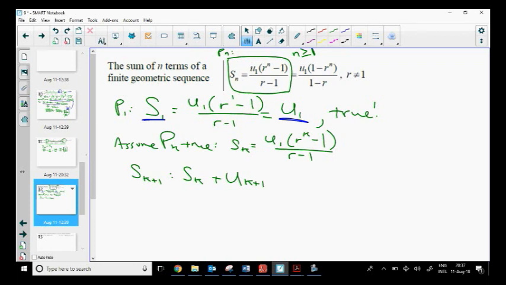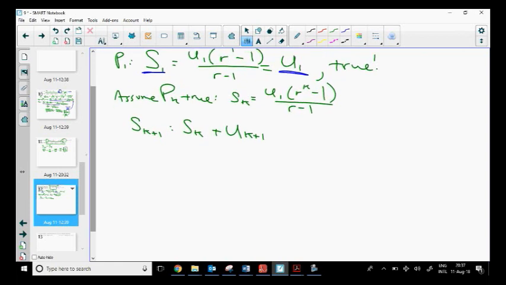Okay, so what do we know about this so far? Well, I know that s sub k has to be equal to u sub 1 times r to the k minus 1 over r minus 1. Is there another way that I could write u sub k plus 1?